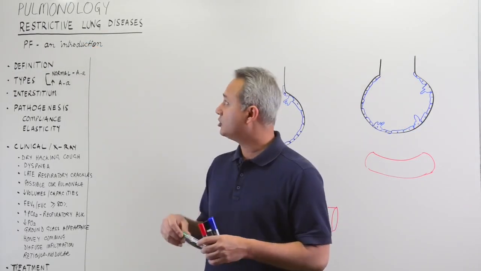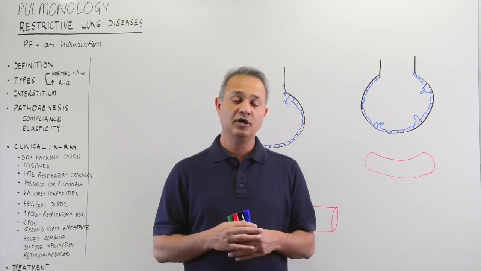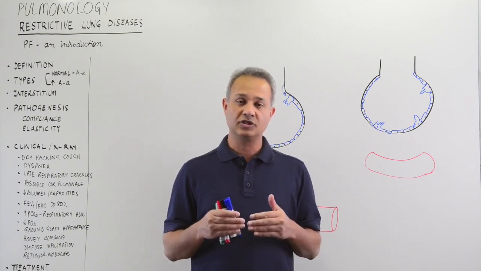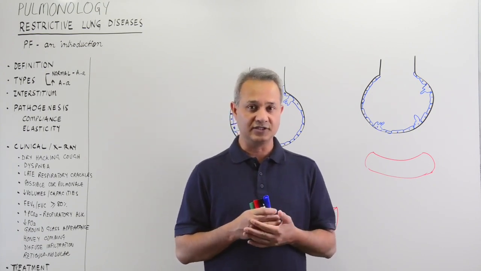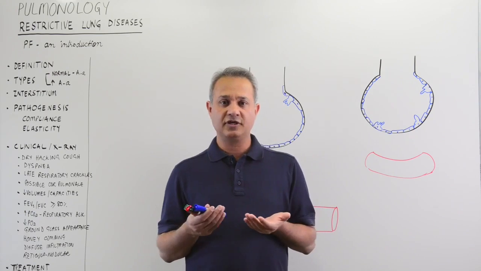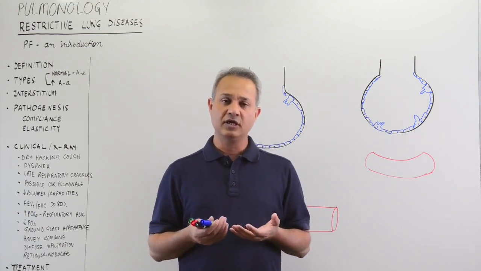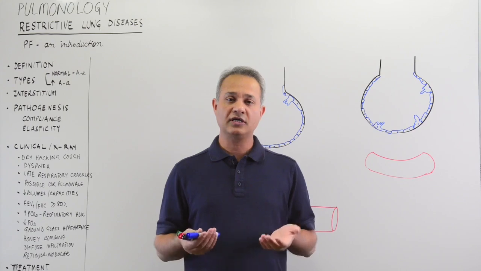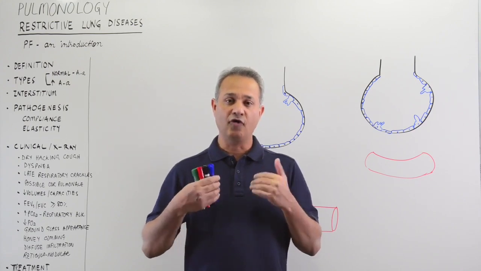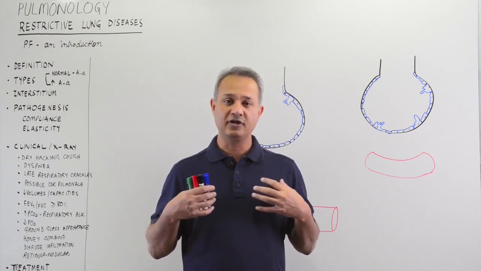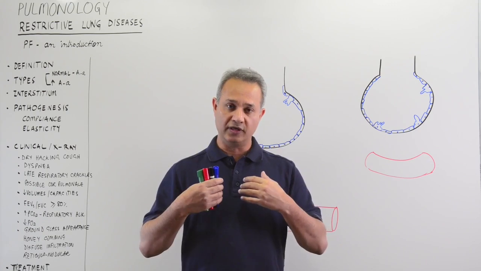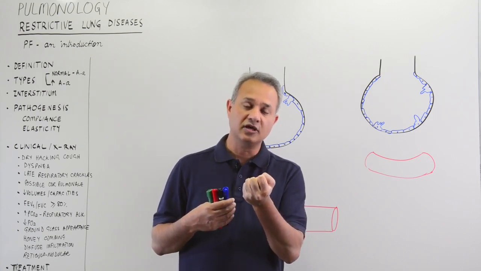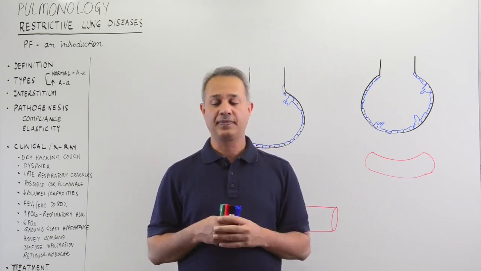Guys, this is Mobeen. We are talking about the respiratory system. Today is the introduction to the restrictive lung diseases. Definition of the restrictive lung disease is simple. It is any condition in which there is not enough volume of the lungs left to allow the air to go in. So there is a restriction to the amount of air going in.